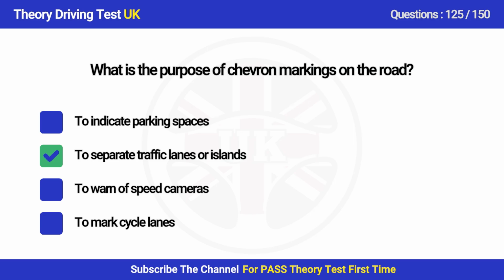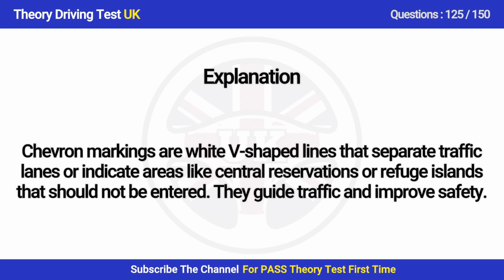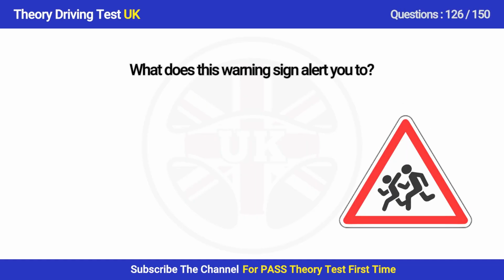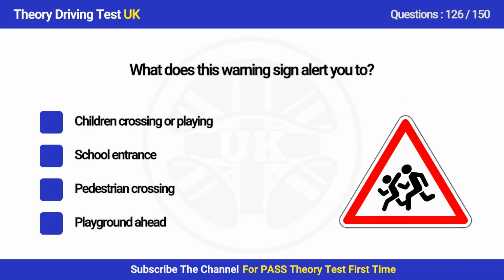Answer is B. To separate traffic lanes or islands. Chevron markings are white V-shaped lines that separate traffic lanes or indicate areas like central reservations or refuge islands that should not be entered. They guide traffic and improve safety. Question 126. What does this warning sign alert you to?